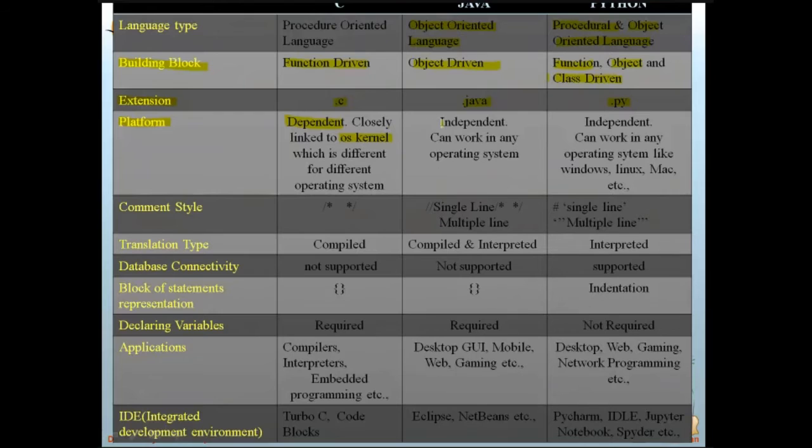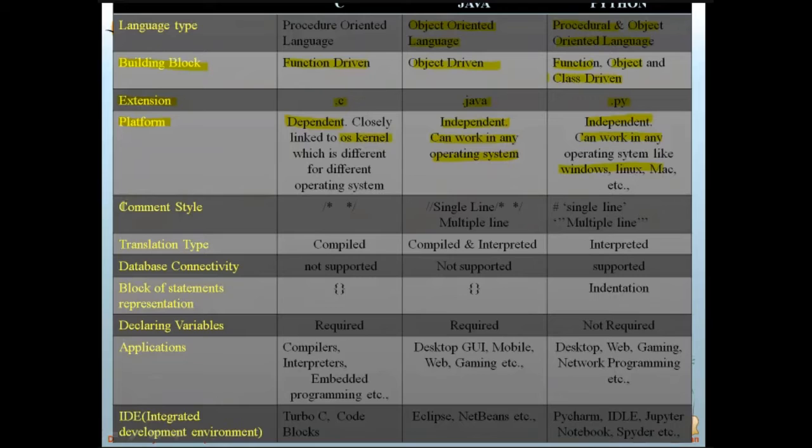Whereas Java is independent. That means it is portable in nature. It can work comfortably in any operating system. Whereas Python, like Java, is also independent of platform and it can work very comfortably in any operating system, be it Windows, Linux, Mac, etc. So I can say it is a portable kind of language.